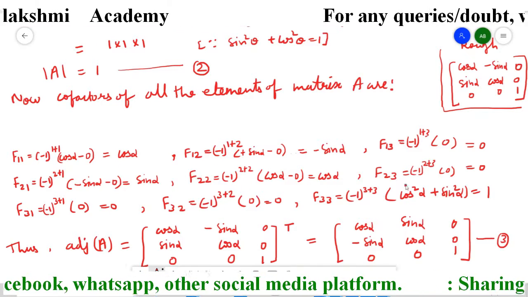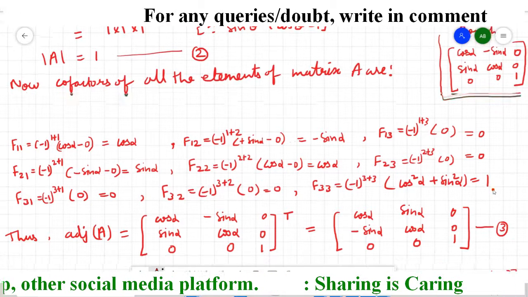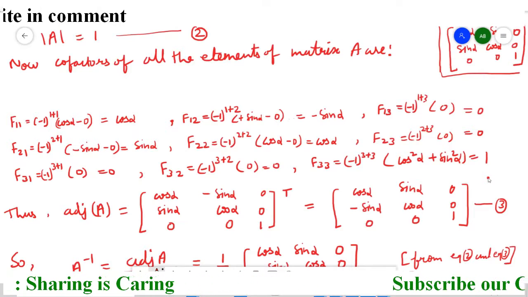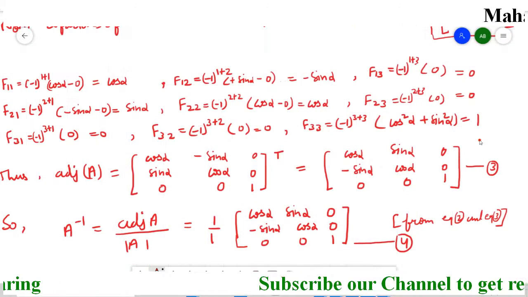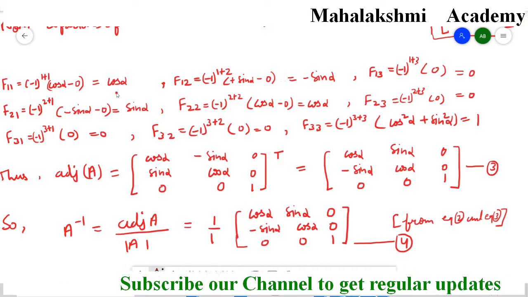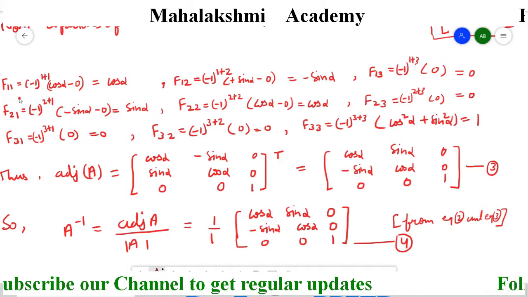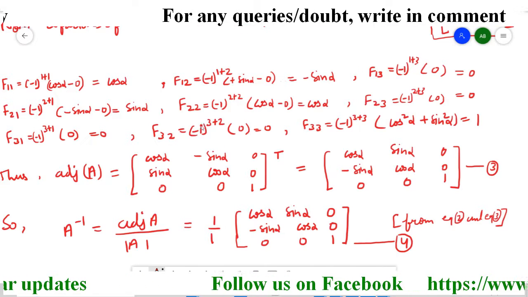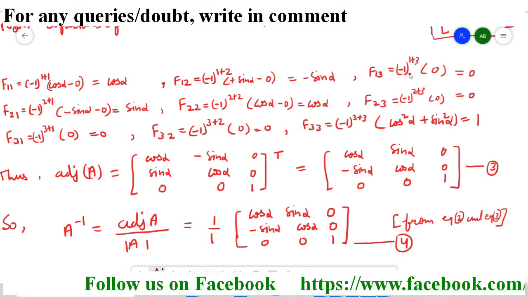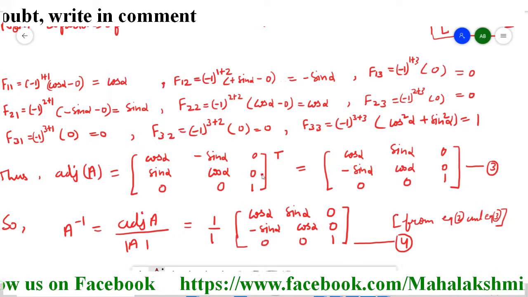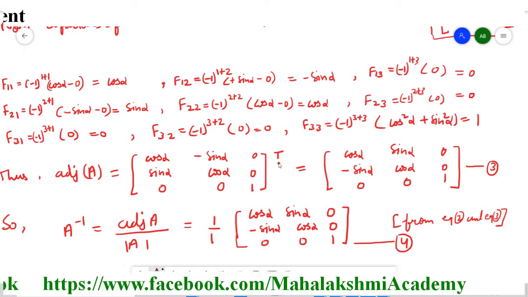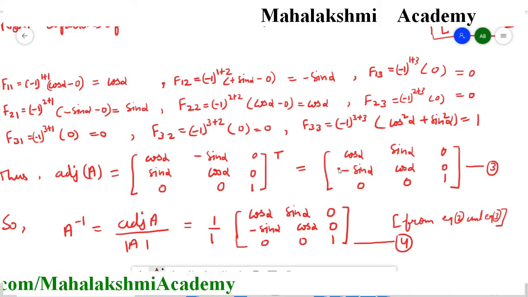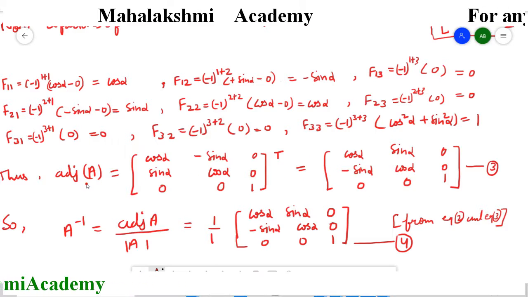Like this, just calculate all the cofactors, and be careful while calculating them. If you have a problem, just write it in the comment, and I'll explain how to find the cofactors. After finding the cofactors, adjust them in their proper places: F11, F21, F31 are the elements of the first column, these three are the elements of the second column, and these are the elements of the third column. And then we have to do the transpose. It's very necessary, don't forget it. After adjusting the cofactors, we have to take the transpose of that matrix. That will give us the adjoint of matrix A.